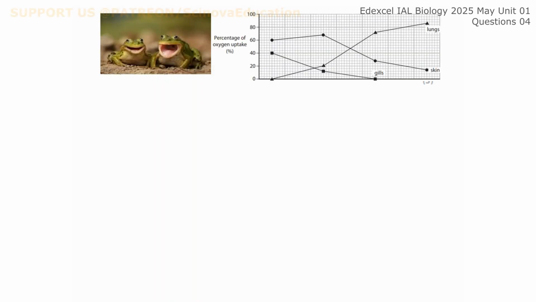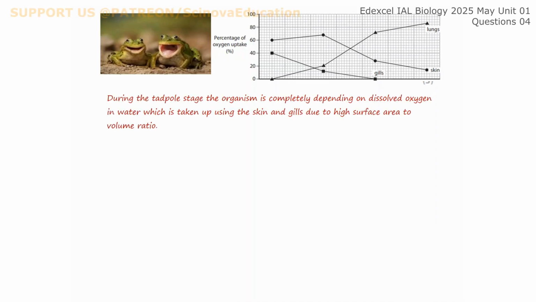We have to refer to the graph again, and as you can see, the percentage of oxygen uptake from different gas exchange surfaces is changing throughout the life, where the young adult is completely disappearing the gills and the early tadpole is too much dependent on the gills. But most prominently, it is exchanging the gases through the skin.